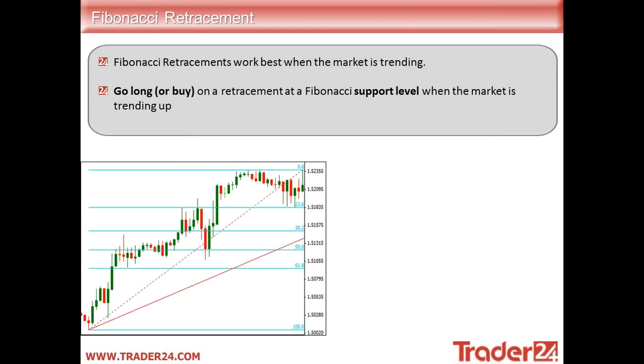I've got my first example here. And basically how you would draw these using your MetaTrader 4 tool is you would hold down from your swing low at the bottom, draw it up to your swing high, as you can see what I've done here, and then these levels get superimposed onto your chart.